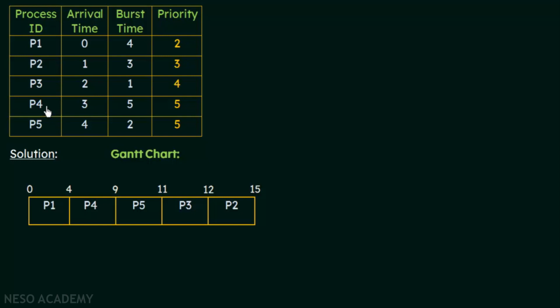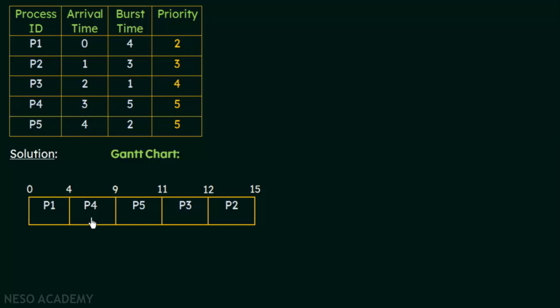Now if you look, we see that P4 and P5 have the same priority. So who should get the CPU? There is a tie over here. Now if we have this kind of a tie, in order to break the tie, we will be using the FCFS scheduling. That means the first come first serve scheduling. So if 2 processes have the same priorities, then the process that arrived first among them will be the first to get the CPU. So if you see here, P4 arrived at 3 milliseconds and P5 arrived at 4 milliseconds. So P4 was the first one to arrive. So we will be giving the CPU to P4.